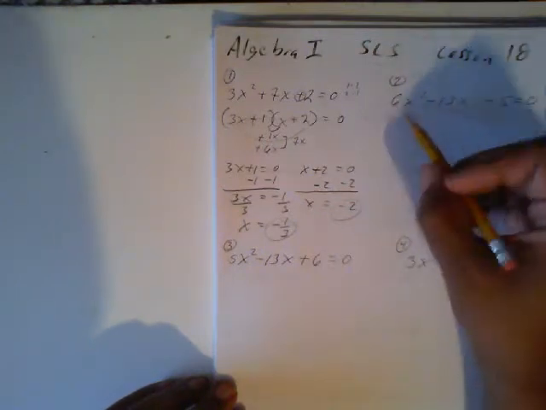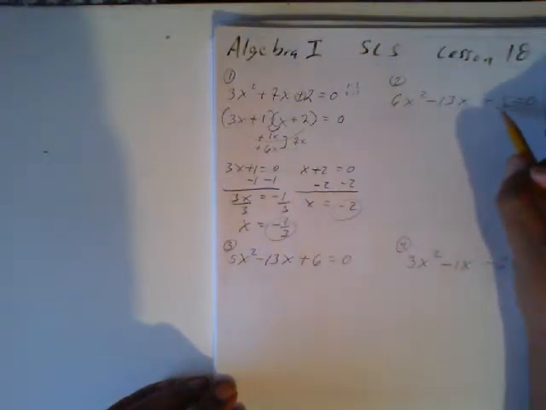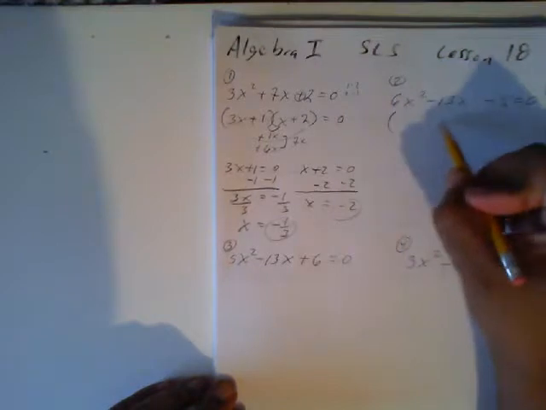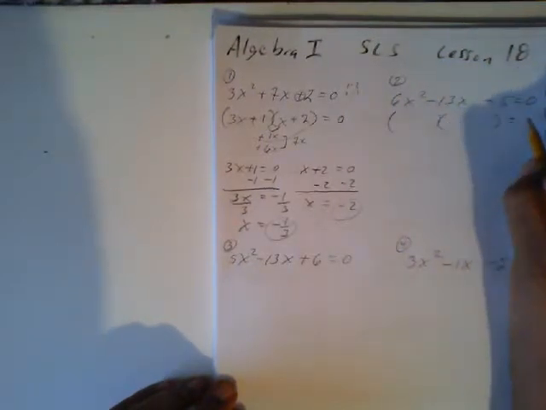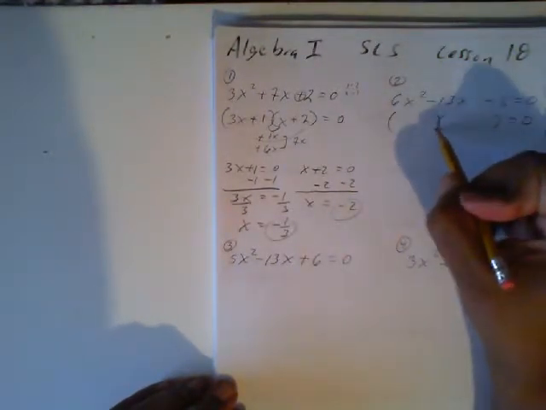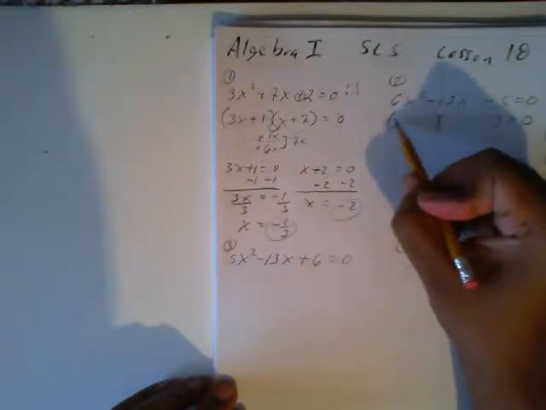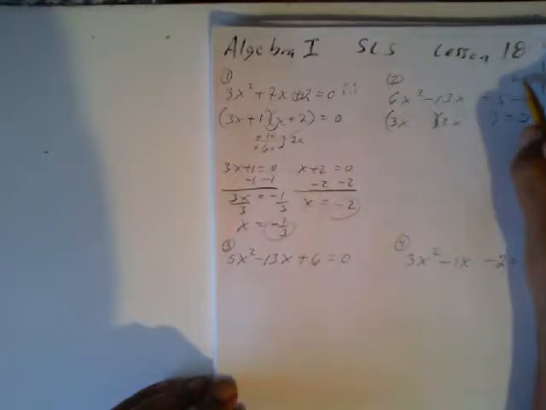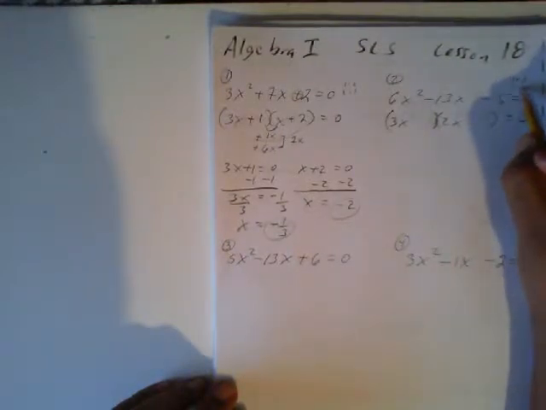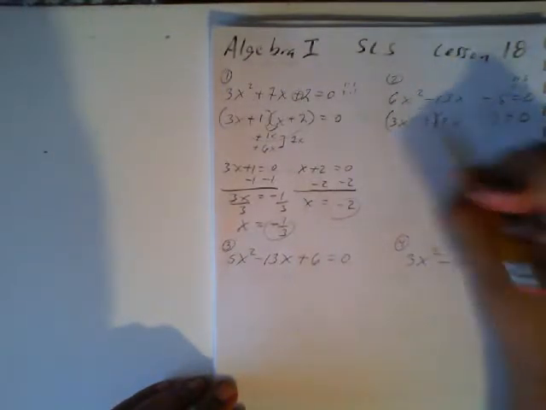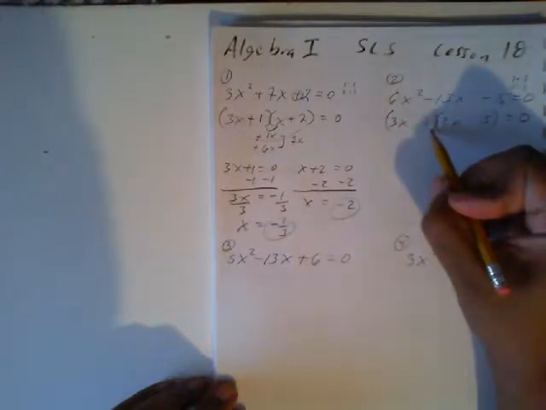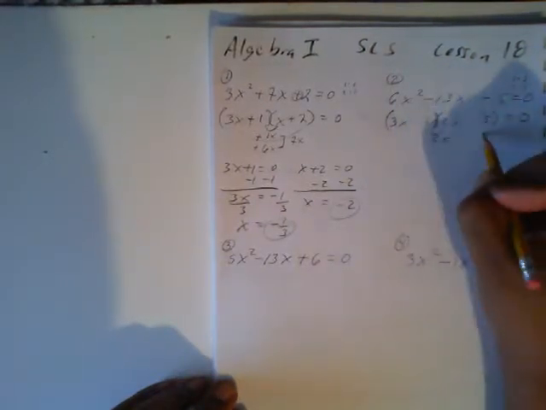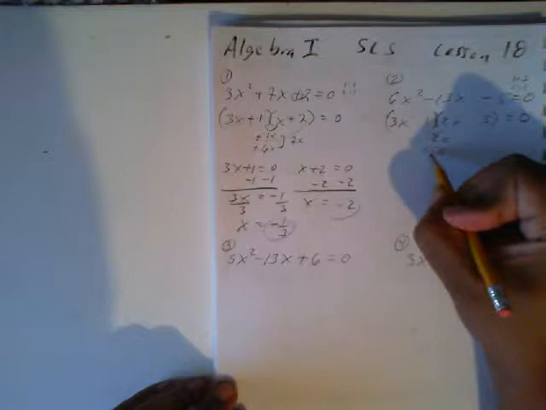Let's go back here. Okay, 6x squared minus 13x minus 5 equals 0. We'll factor this into two binomials, set equal to 0. And 6x squared, we'll factor that into 3x times 2x. And the 5, we can either make that 1 times 5 or 5 times 1. Let's try 1 times 5. Inside, this will give us 2x. Outside, this will give us 15x.